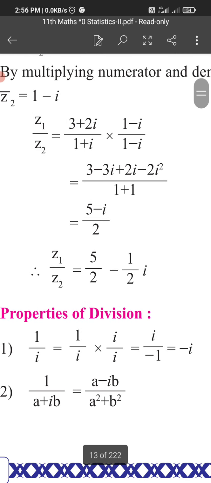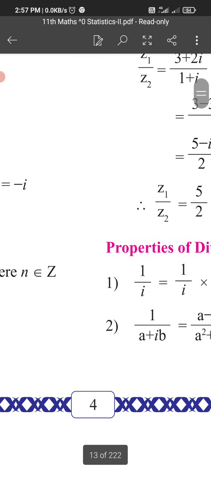Properties of division. 1 upon i is equal to 1 upon i into i upon i, that is i upon minus 1, which is equal to minus i. Second property: 1 upon (a plus ib) is equal to (a minus ib) upon (a square plus b square). Here we are taking the complex conjugate of a plus ib, that is a minus ib, and (a plus ib) into (a minus ib) is a square minus b square. (A plus B)(A minus B) gives A square minus B square, so a square minus i square b square. i square is equal to minus 1, so minus into minus becomes plus. So that's why (a minus ib) upon (a square plus b square).